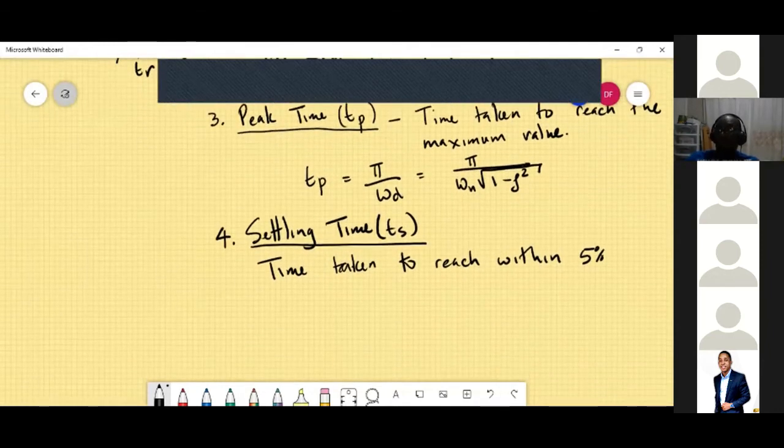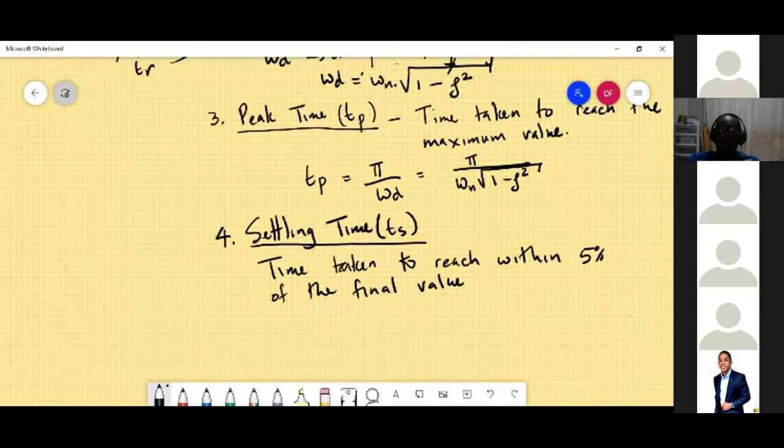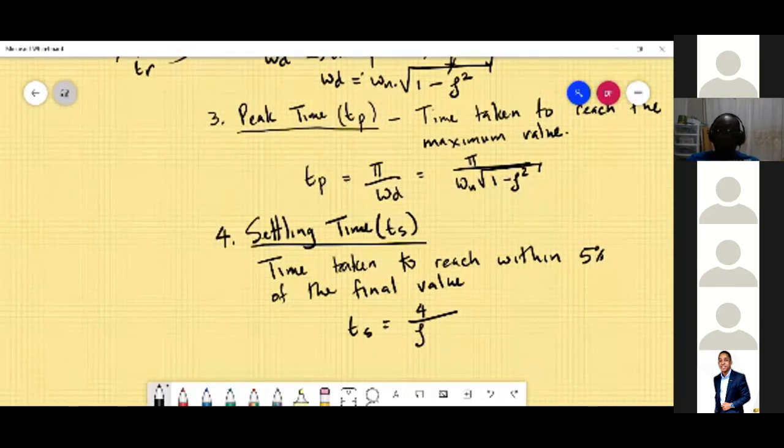So the formula for settling time, so 5% of the final value. So you want it to reach within 5% of the final value. So this leads to the formula being 4 over omega n. This value of 4 would change if we change the 5%. So suppose we want 2% settling time, then I think this number goes up to 5.